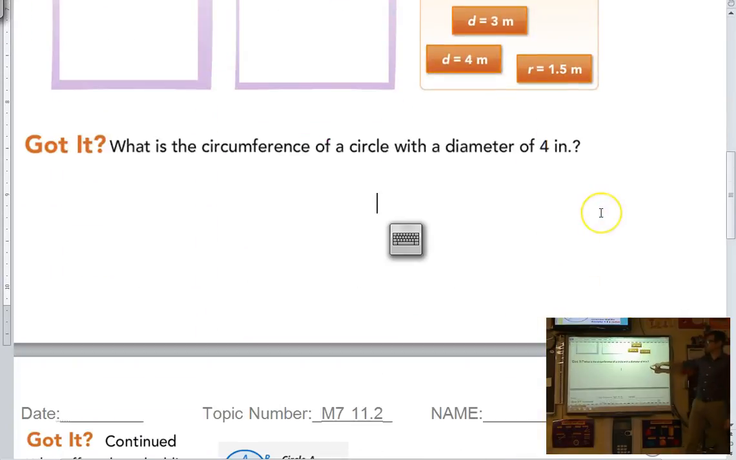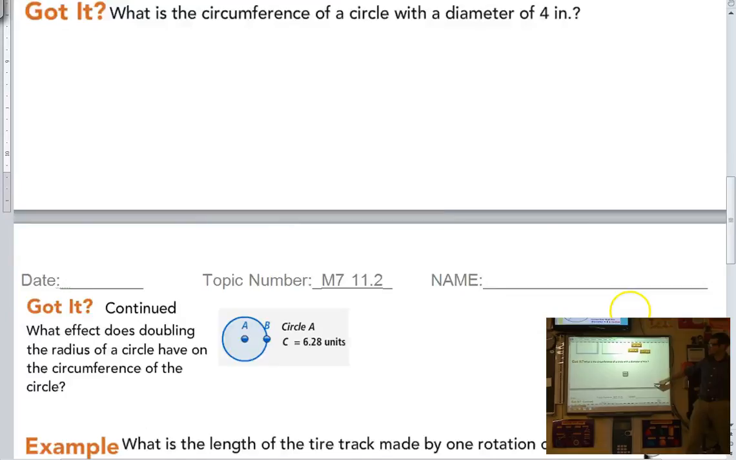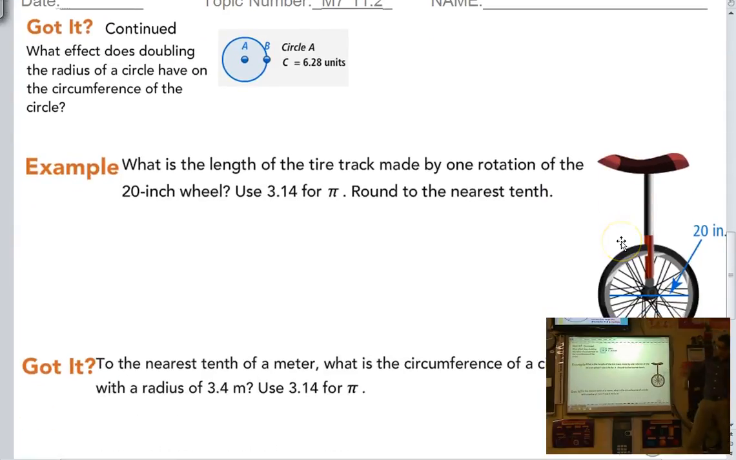Did we make it all the way to the back page? Yeah. We're right there. So, if I double the radius, what effect does that have on the circumference? Now, am I given the radius right here? No, I'm given the circumference.